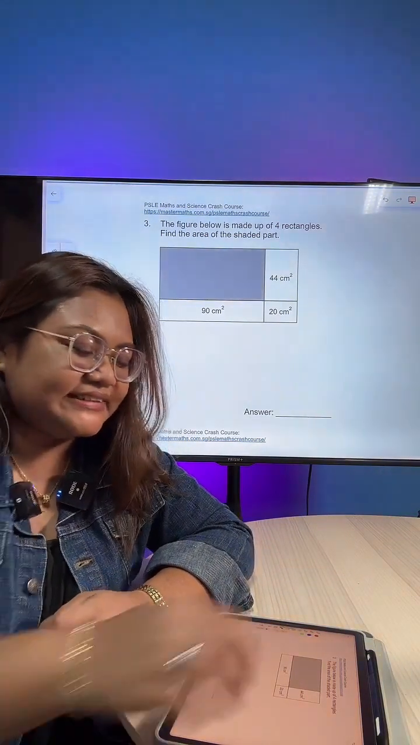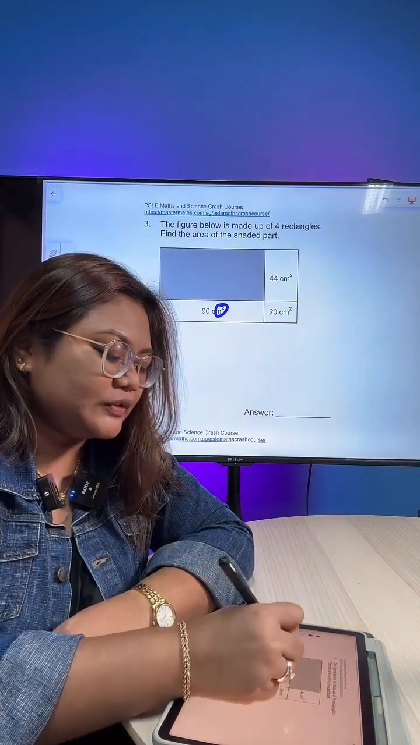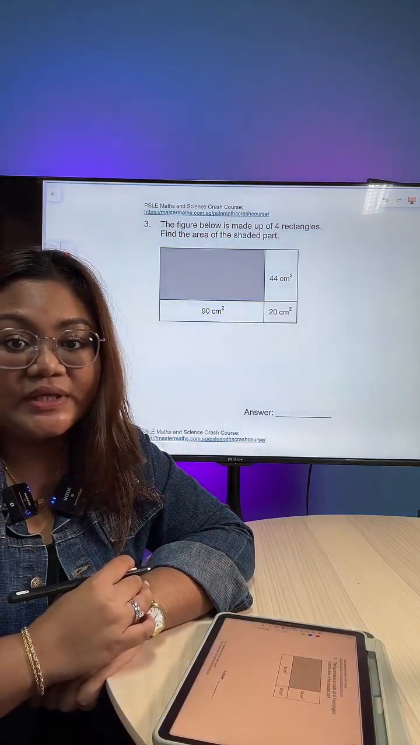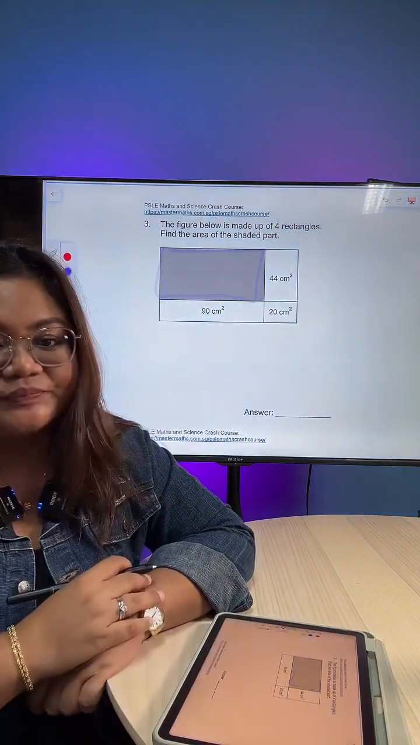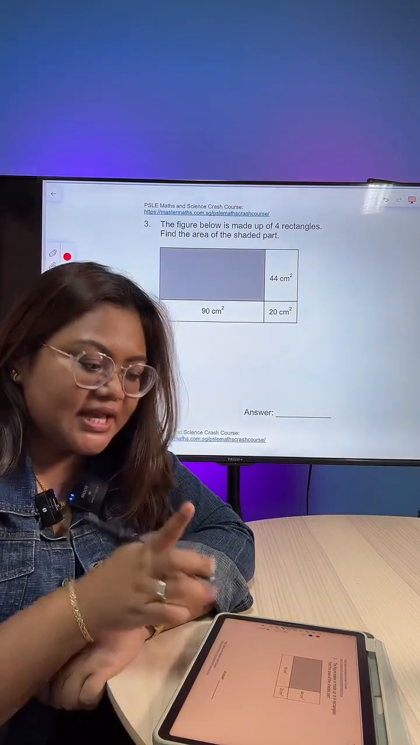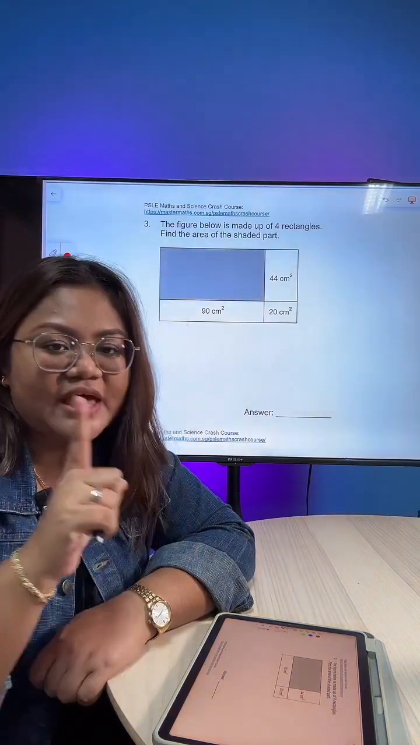Alright. The 90 cm square is not the breadth. Cm square means we are looking at area. So the space inside is 90. Okay? We need to find the area of the shaded part here. Let me give you a hint. I am not going to use length and breadth.